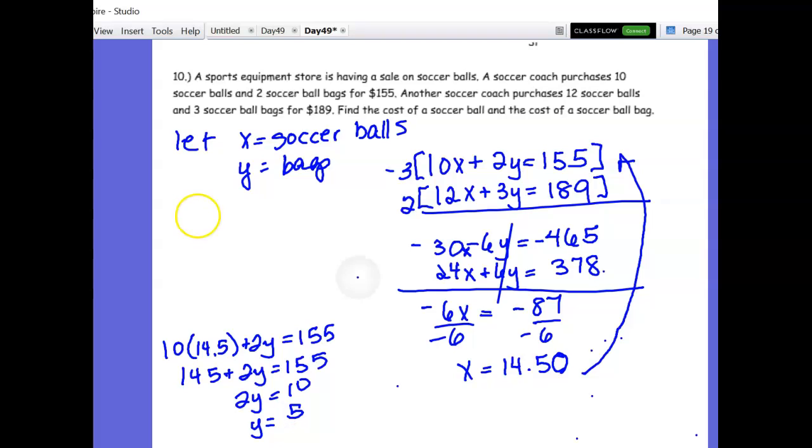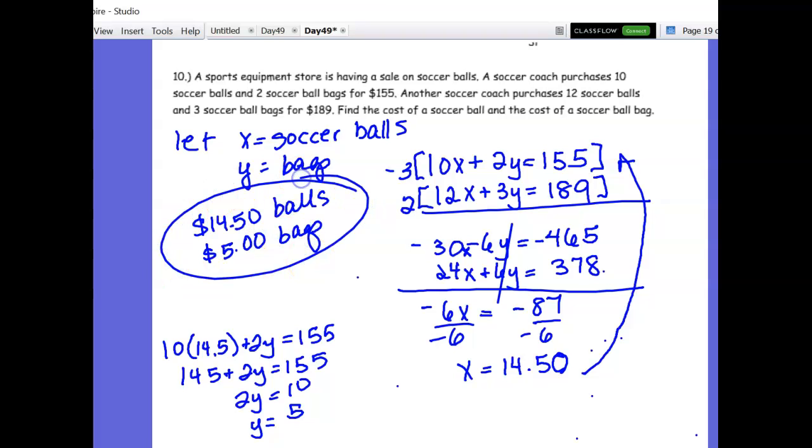So we would have $14.50 for the balls, and we would have $5 for the bags. Okay, here's our answer there.